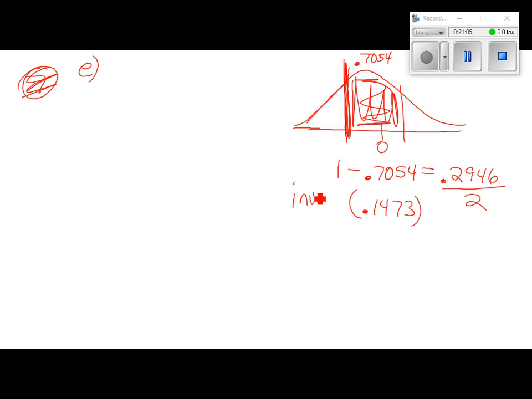We hit inverse norm, punch in that number. That number, that 0.1473, that's the area right there. That's going to tell us this Z-score. So what's our Z-score? What's the one the calculator gives you? I'm guessing it should be a negative, right?